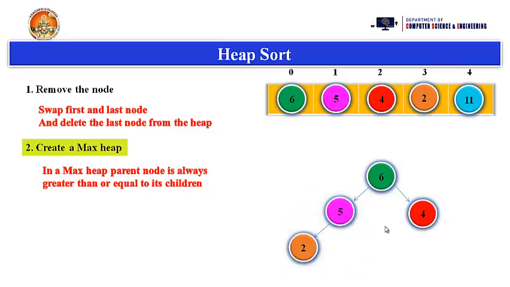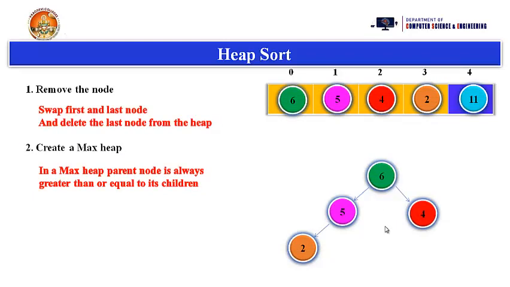So after the first pass, the array is like this. 11 is placed in the correct position. Now the color is changed to blue. So we have two colors in the array here, yellow and blue. Blue is the sorted color and yellow is where we need to sort the elements. Now after the first pass, this is the array and this is the tree.